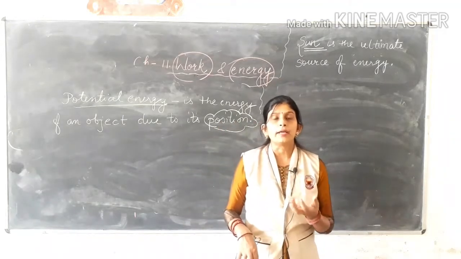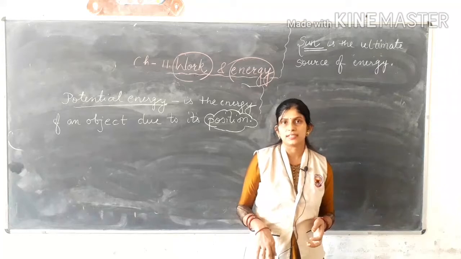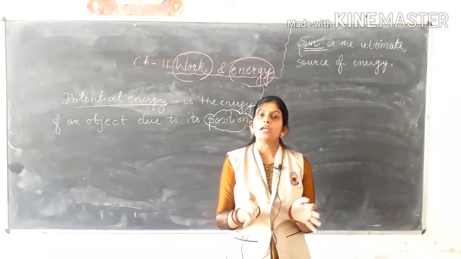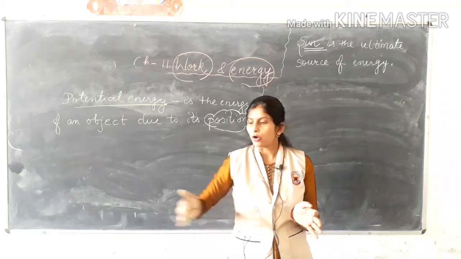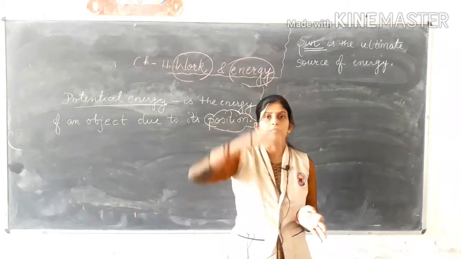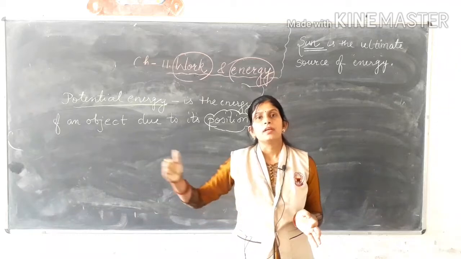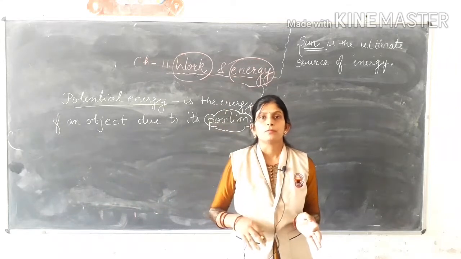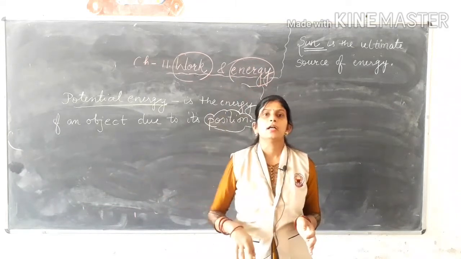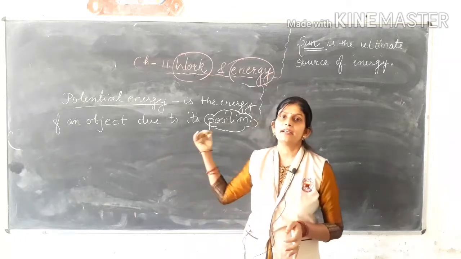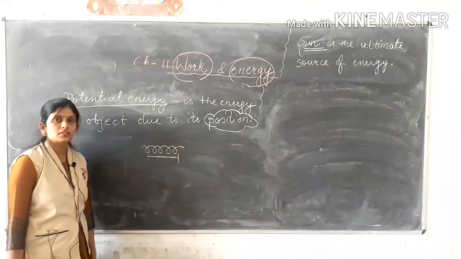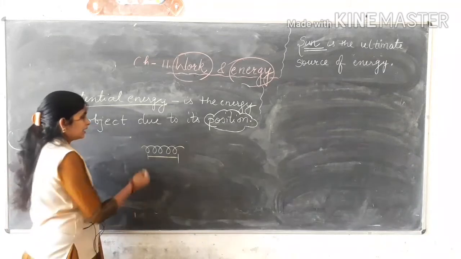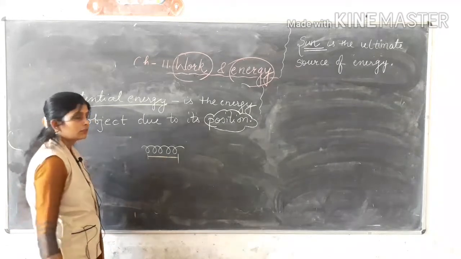Now, what do I mean by higher position? See, there is an object. If its position increases or expands horizontally or vertically, then due to the increase in position, due to higher position, it acquires an energy called potential energy. For example, this is a spring or slinky having this position.